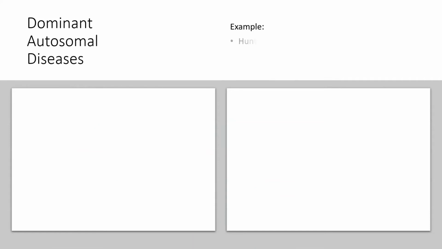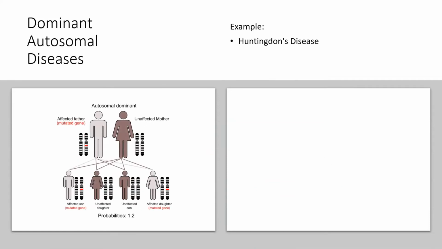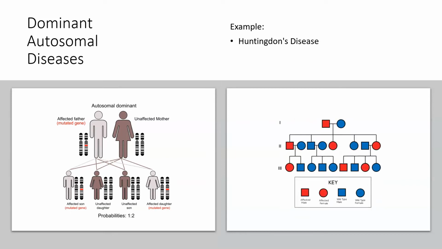All right, now some dominant autosomal diseases. Our example here is Huntington's disease. With dominant, you've either got it or you haven't. You can see the offspring here. We've got a 50-50 chance of the offspring being affected or not being affected. So that's autosomal dominant, and we're looking at Huntington's disease. You've also got the pedigree there on the right hand side, and we'll be talking more about pedigrees later in the video.